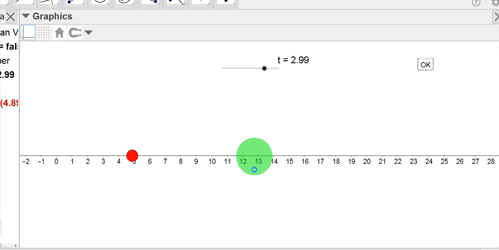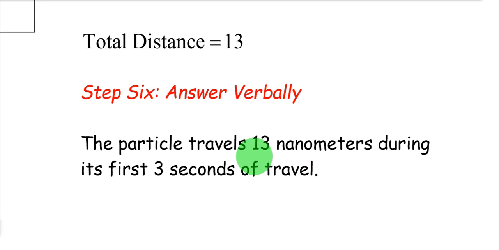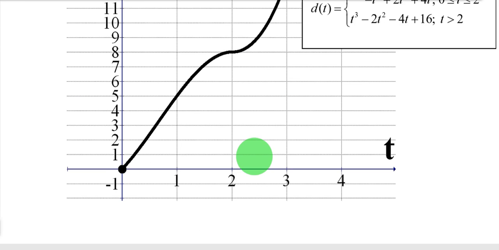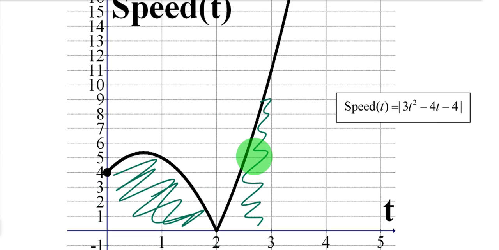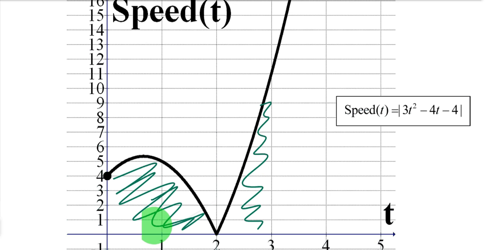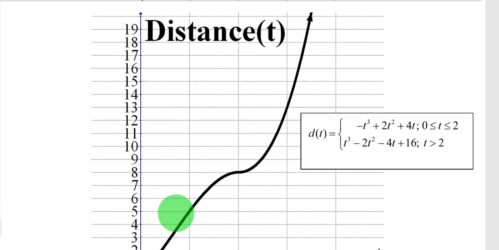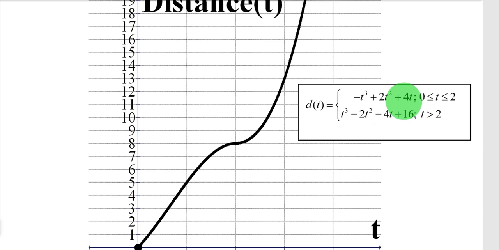So I do want to show you the graph one more time, and we'll be done with this. If we look at the integral of speed, we're finding the area under this curve, we get 13 back. And I think I do actually have a graph of the total distance traveled, which is this piecewise function right here, which we just figured out. And if you plug in 3, you will see that it travels 13 nanometers. That's it for total distance traveled of a particle given its acceleration.